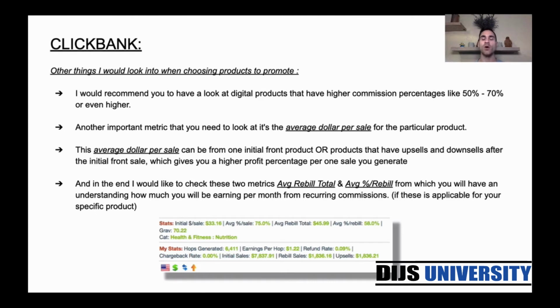So hopefully right now you know exactly what gravity on Clickbank is, which was the main topic for today's tutorial. And now let's jump to Clickbank and have a look at a couple of examples.